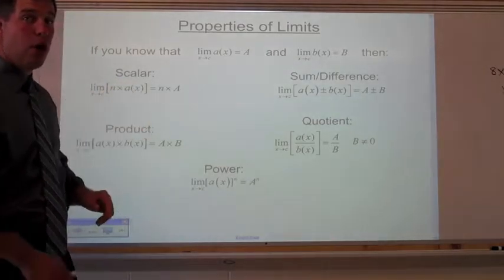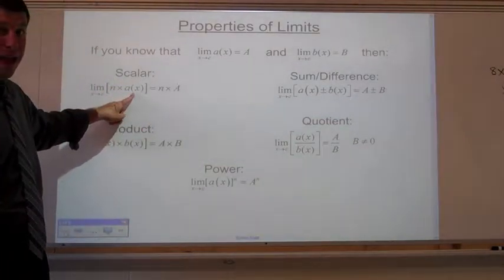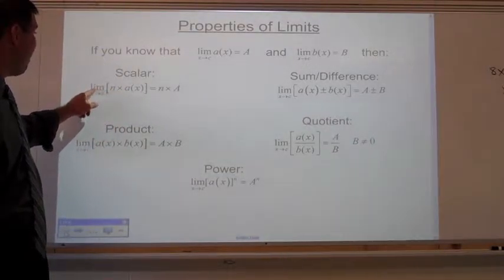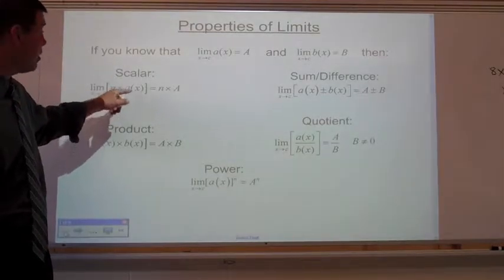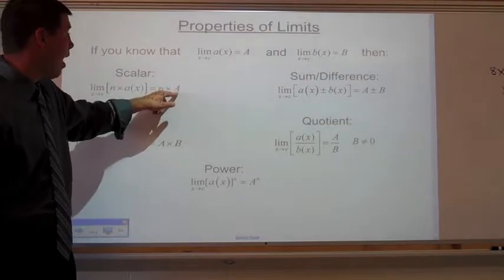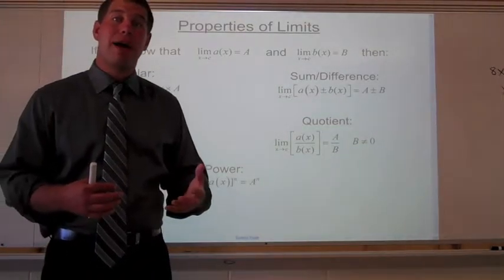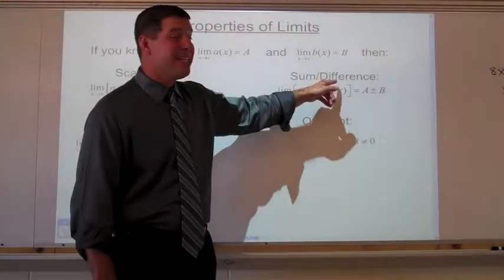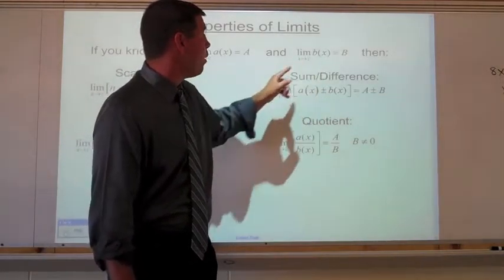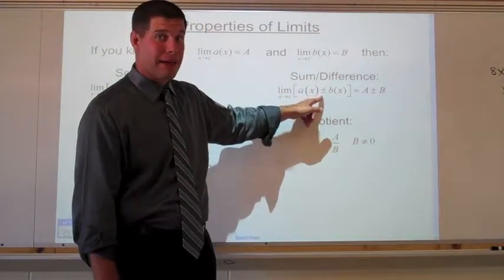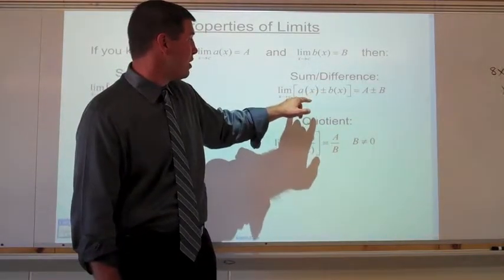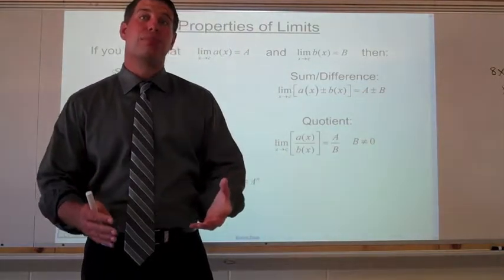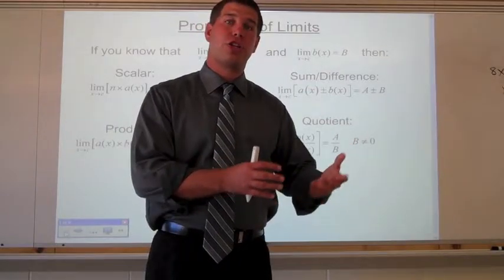The first property is a scalar multiple. If I take this function a of x and multiply it by n, the limit as x approaches c of n times the function is going to be n times that original limit. So if you multiply the function by a number, the limit is going to be multiplied by that same number. We have the sum and difference property. If you take these two functions, a of x and b of x, and add or subtract them, the limit as x approaches c for that sum or difference is going to be the sum or difference of the limits. So if you add or subtract the two functions, the limit is going to be the addition or subtraction of the two limits.